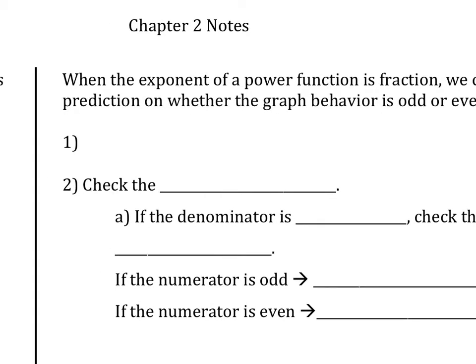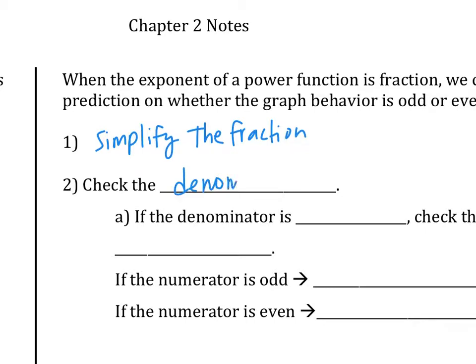First, before you do anything, you always want to simplify the fraction. If that fractional exponent is something you could simplify, you always simplify. The second thing is that once you simplified it, you are going to check the denominator first. There are only two things that can happen. One is the denominator is going to be even. The other, the denominator is going to be odd.